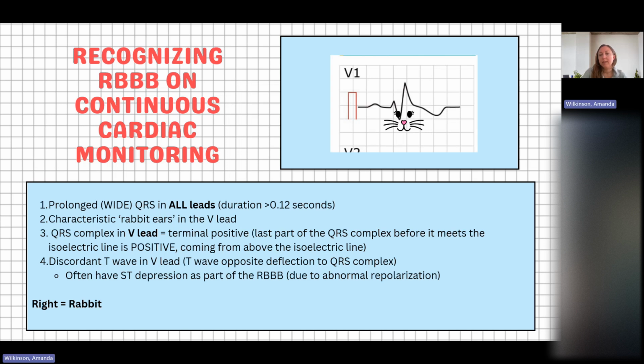You'll often see a discordant T wave, meaning it points in the opposite direction from the QRS, and sometimes ST depression due to abnormal repolarization. Once you spot that RSR pattern, the bunny ears or rabbit ears, in a wide QRS, you're likely looking at a right bundle branch block. But remember, if you are unsure, you need to consider getting a 12-lead ECG.